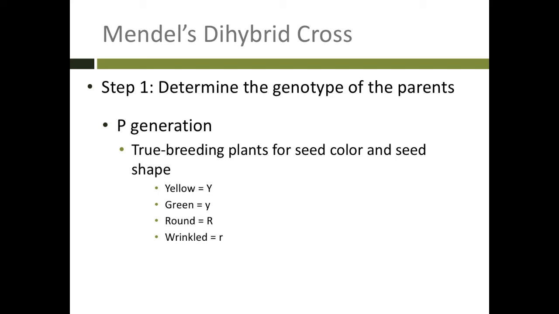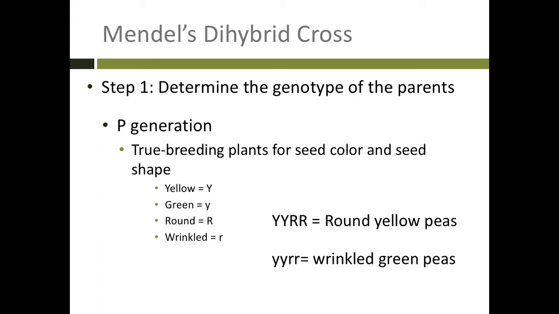One of the parents was homozygous dominant for both traits. The other parent was homozygous recessive. In pea plants, round and yellow traits are dominant. So the parent that was homozygous dominant for both traits had a genotype of big Y, big R, which would give a phenotype of round and yellow peas. The other plant was homozygous recessive for both traits. It had a genotype of little y, little r, which gives a phenotype of green and wrinkled peas.